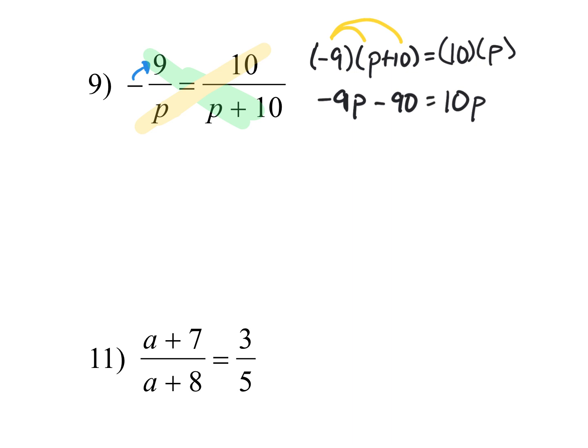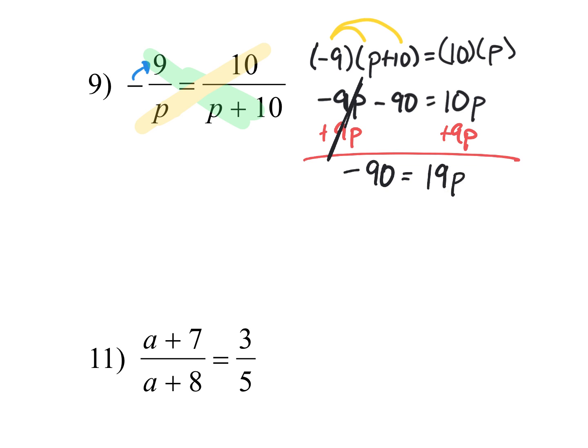Now, as you look at this, there's a couple ways you can do this. Some people would want to move the 10p to the left. I'm not really a big fan of that. What I want to do is get all my p's together. And if I can get them together on the same side by themselves, I save myself a lot of work. So instead of moving this 10p over, I actually want to move the negative 9p over. Well, how do you undo a negative 9p? You add 9p. And if you do it to one side, you've got to do it to the other. So that gets you negative 90 is equal to, well, 10 plus 9 is 19. So you've got 19p.